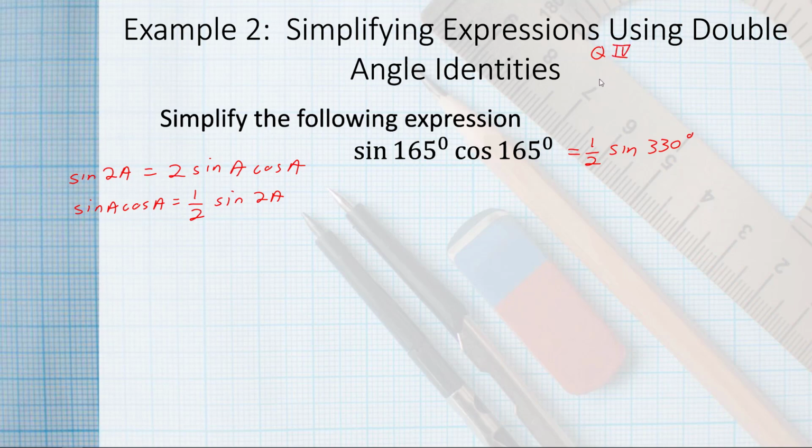Furthermore, it has a reference angle of 30 degrees. And the sine of 30 degrees is equal to 1/2. Okay? And since we're in quadrant 4, all the sine values are going to be negative. So this is going to be equal to 1/2 times the sine of 330, which is basically the sine of 30 negated. So this is going to be equal to negative 1/2, which will give you your final result of negative 1/4.